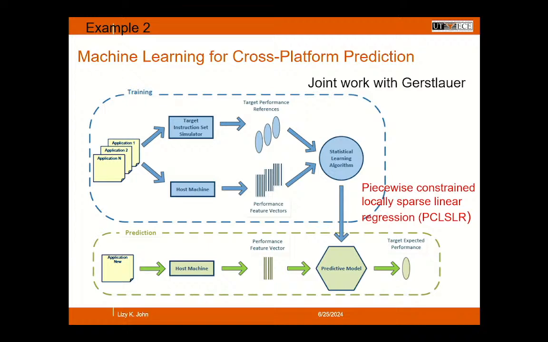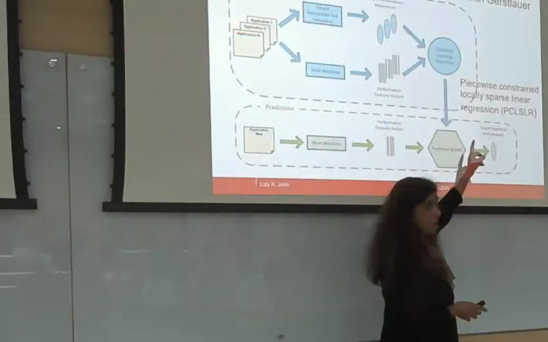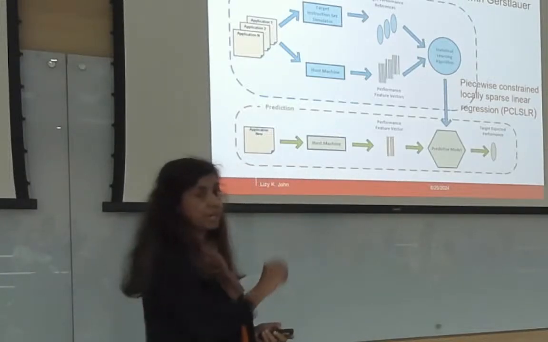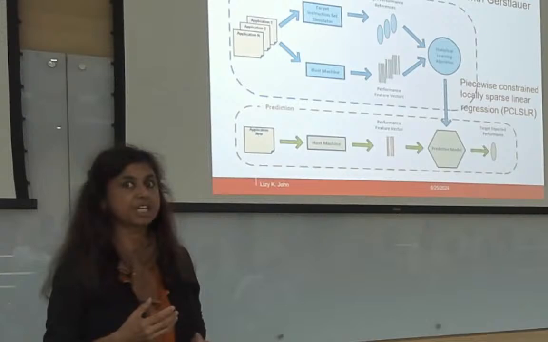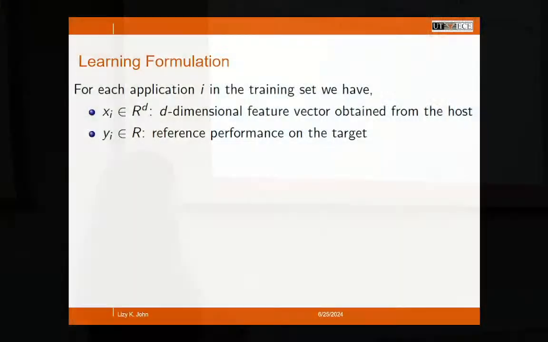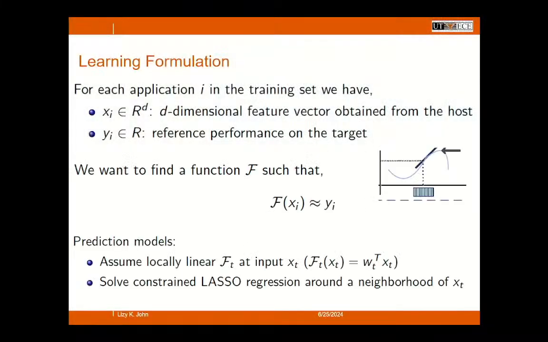And so here, the technique that was used was piecewise constrained lasso, and it took a while to get to the right technique. Simple regression never yielded good accuracy. So basically the whole thing is from one platform to the other, it's not necessarily a linear correlation. So you can't solve it very easily.